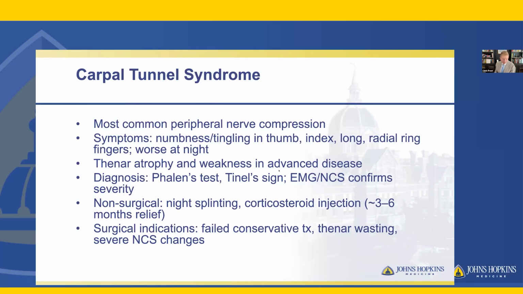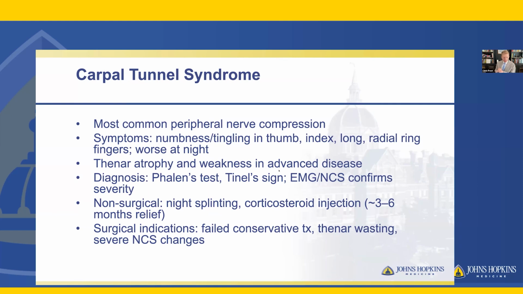So now we're going to shift focus here, and we're going to talk about something else that's really common, and that's carpal tunnel syndrome. This is the most common type of nerve compression, and this is associated with numbness and tingling in our thumb, index, middle, and half of the ring finger. And if it gets severe, it can be associated with muscle wasting.